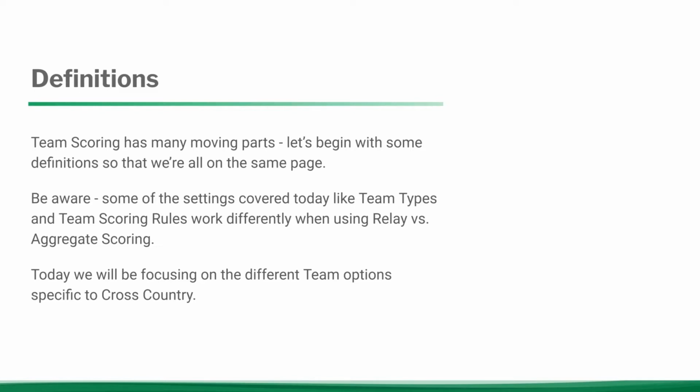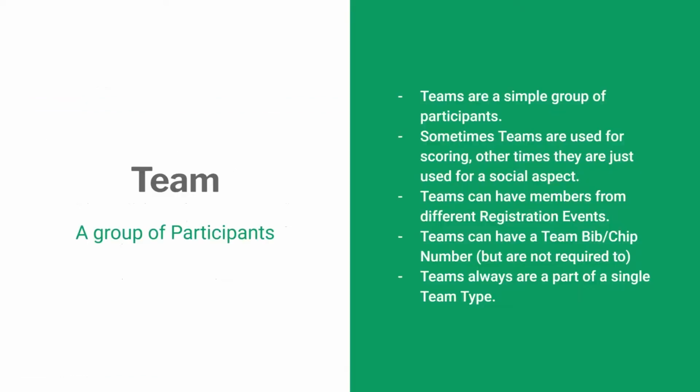So if you've joined me in the past couple of sessions, I've talked a lot about definitions and team scoring. So sorry if I am repeating myself to those who have joined me already, but I do want to go through each of these because it's really important to be speaking the same language. A lot of these settings work differently depending on whether you're using it for relay teams or for aggregate teams or for cross-country aggregate. So let's just dive in.